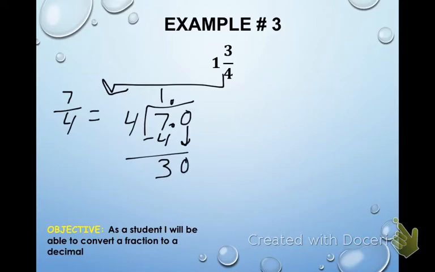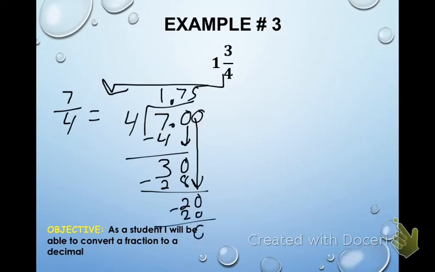Bring down our 0. 4 goes into 30 7 times. 7 times 4 is 28. We subtract, and we get 2. Once again, we're working with decimals, so we need to bring another 0 down. 4 goes into 20 5 times. 5 times 4 is 20. We subtract and we get 0. That is method number 1. You could figure out that that is equal to 1.75.